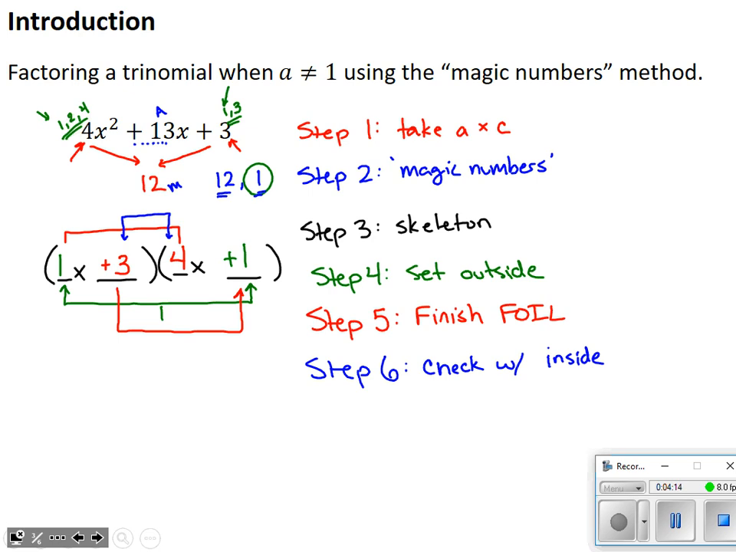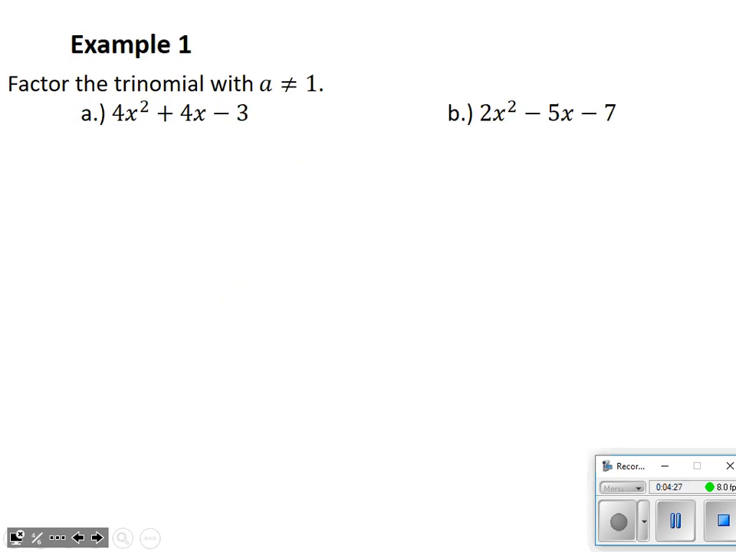Right? So you can see it's a very fast process once you get the steps down. And once you know what to look for, you can go very quickly. There's not much writing involved. It's actually a really, really nice procedure. So let's look at a couple examples here.